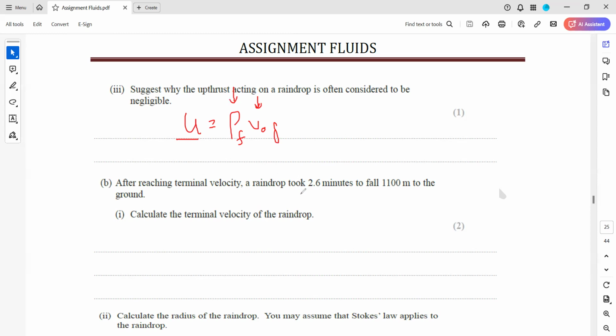After reaching a terminal velocity, a raindrop took 2.6 minutes to fall 1,100 meters. Calculate the terminal speed. Speed is distance over time because it is moving at a constant speed. No need for equations of motion as the object is moving at a constant speed. So this will be 1100 over the time, which should be in seconds, so 2.6 times 60. That will give us the speed at which the raindrop will fall: 7.05 meters per second.